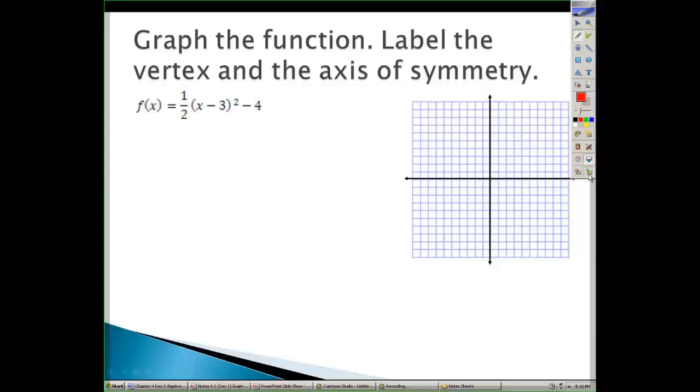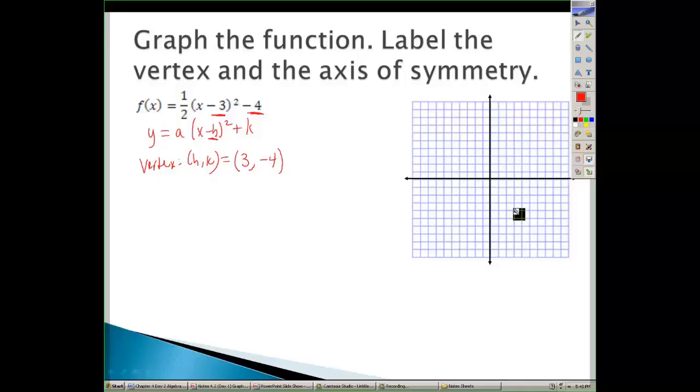So let's take a look at this graph here, and it says graph the function and label the vertex and axis of symmetry. Now just remember, our vertex form would be y equals a times (x minus h) squared plus k. So the vertex should be (h, k). In every case, h is the opposite of what you think it is, 3, and k is exactly what you think it is, -4. So just like an absolute value, we're going to find the vertex just by looking at h and k. I'm going to start by plotting that: 1, 2, 3, -4, right there.